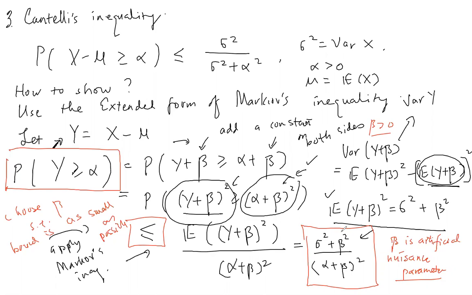How can we simplify? The simplest way to do this in this case would be to use differential calculus. So you take the derivative of this bound with respect to beta, and you try to solve. Okay, so this is what we are going to do. So let me erase something.